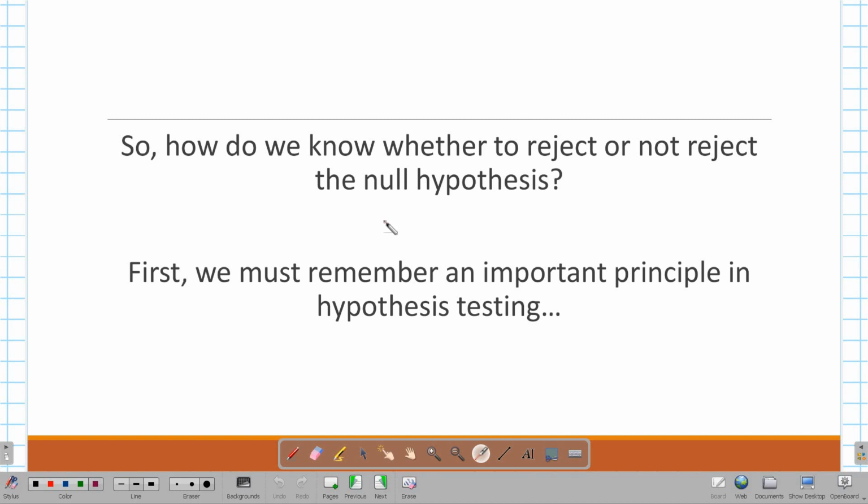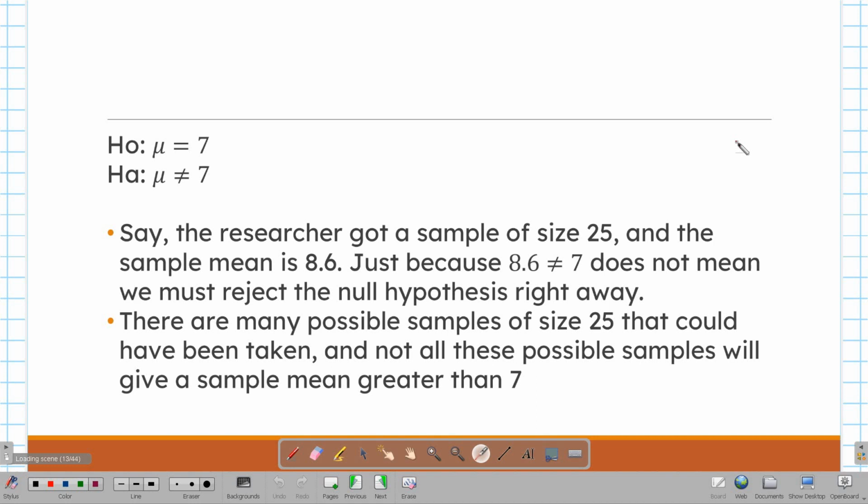Now that we know how to write H0 and HA, let's go to the part where we decide whether we reject or fail to reject the null hypothesis. Let's remember an important principle in hypothesis testing. Say, for example, the null hypothesis is that the population mean is equal to 7. Then the alternative hypothesis is that the mean is not equal to 7.